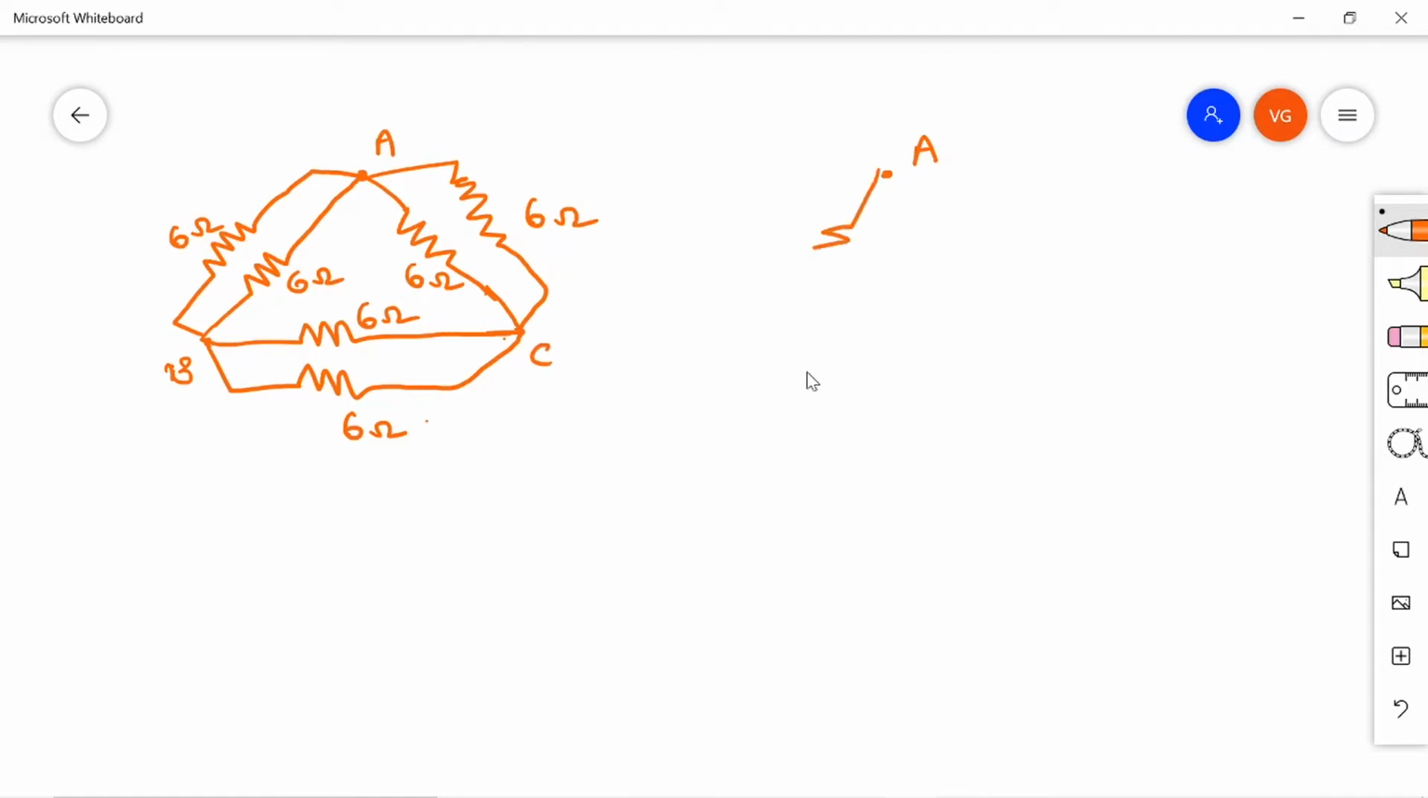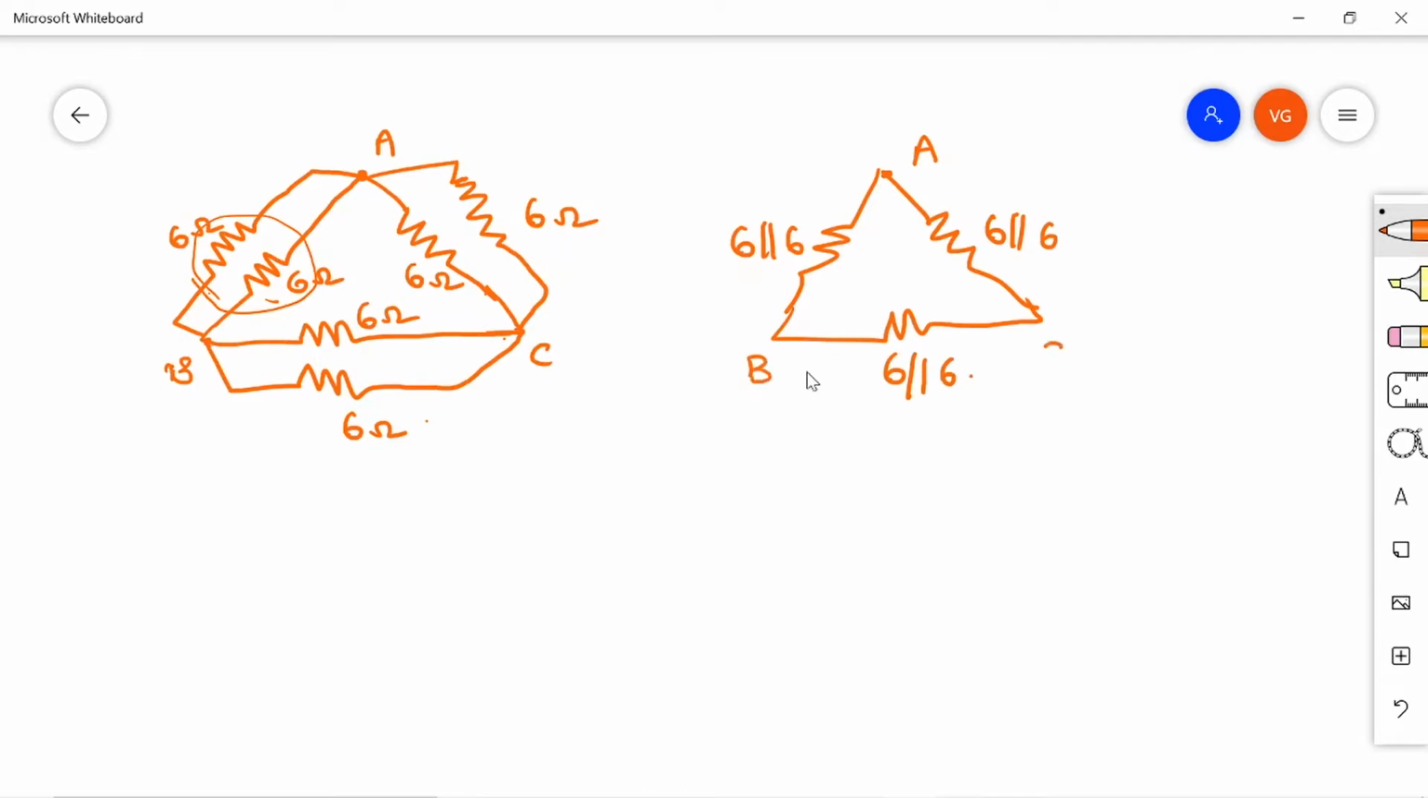Now this can be replaced by a single resistance, which is nothing but the parallel combination of these two 6 ohms. So 6 in parallel with 6, here also 6 in parallel with 6, again 6 in parallel with 6. This is very simple. 6 in parallel with 6 means 6 into 6 divided by 6 plus 6, which is half of that resistance. If two equal resistances are in parallel, it is that resistance divided by the number of branches. So 2 branches, 6 by 2, 3 ohm. So this is also 3 ohm, this is also 3 ohm.